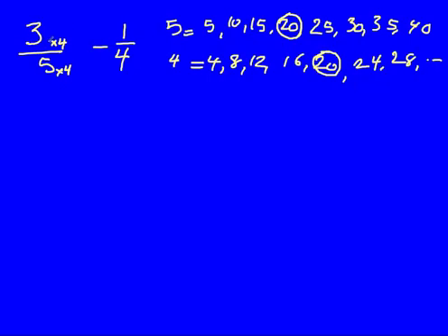Otherwise you will be changing the size of the fraction, right? So you can see that 3 times 4 and 5 times 4, because you're making it 4 times bigger, so your actual fraction is still 3/5. Now you do the same thing here. How can you change this 4 to 20?